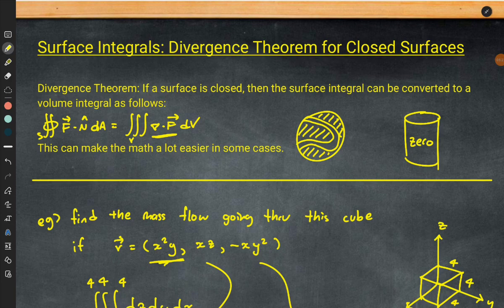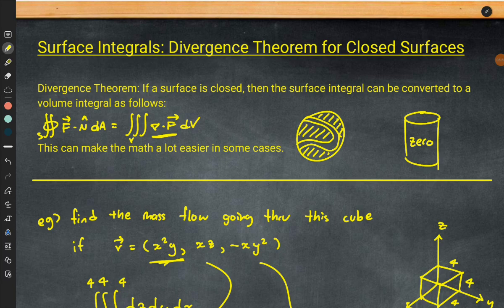The divergence theorem for surface integrals is only for closed surfaces. A tennis ball is a closed surface because it doesn't have any holes. A Coke bottle is an open surface because it has a hole in the top, meaning that if you had to evaluate a surface integral for a Coke bottle, you can't use the divergence theorem.